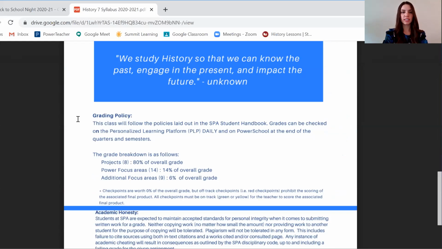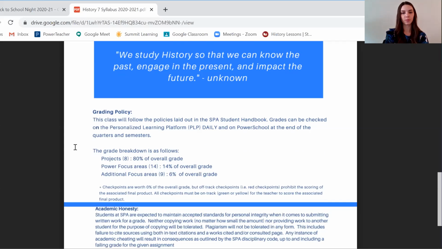For our grading policy, I follow SPA's student handbook and also the model of Summit Learning. So the way the grades break down is that projects are 80% of the students' grades, and then power focus areas are 14% of their overall grade, and additional focus areas are 6% of that overall grade.